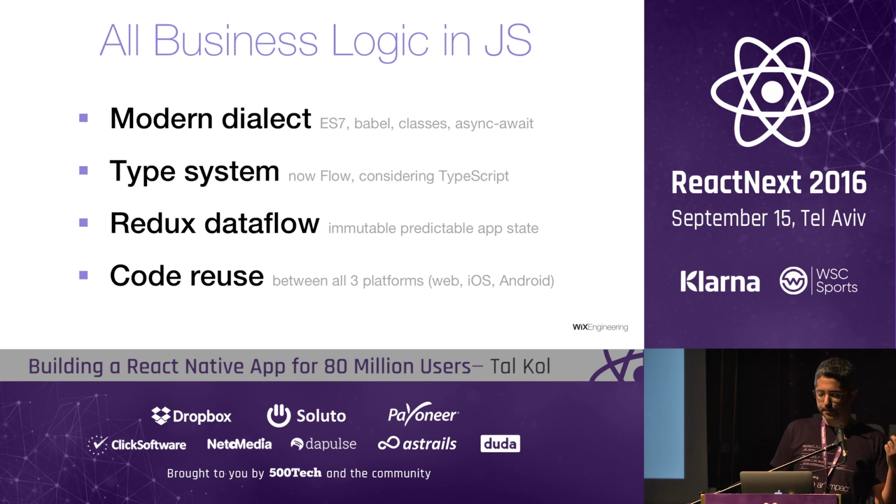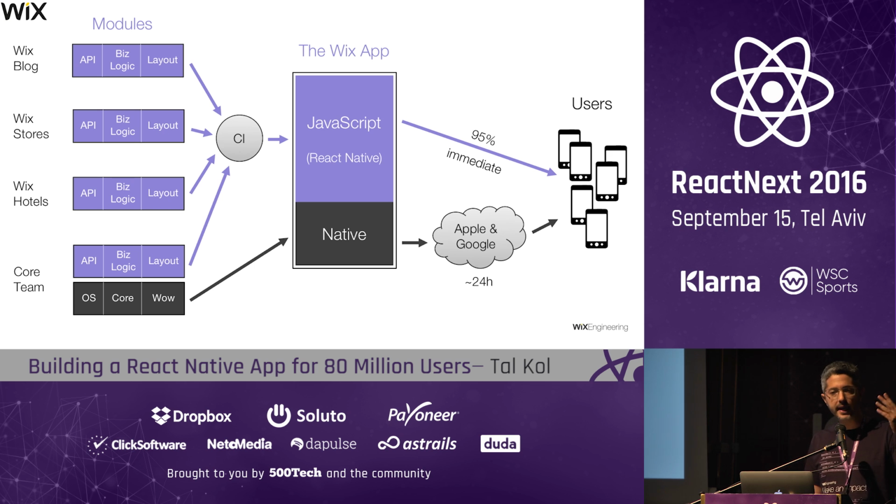So how does this platform look? Let's take a look at the engineering, at the product groups. You see them on the left, for example, the guys from Wix Blog and Wix Stores and Wix Hotels. And what they're making is NPM modules in JavaScript. All the purple you see is JavaScript. So they're writing their APIs, interfacing their backends, writing the business logic and all the layout of the UI. And all the product groups, we take all their NPM modules and we combine them together in the CI into one huge JavaScript bundle that runs inside React Native. And as you can see, that is the majority of the app. That's where all the business logic lies.